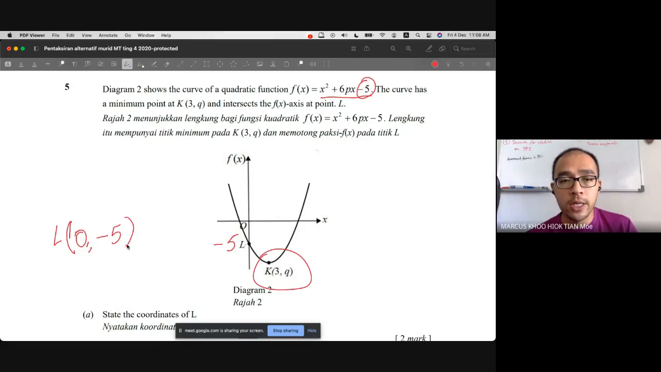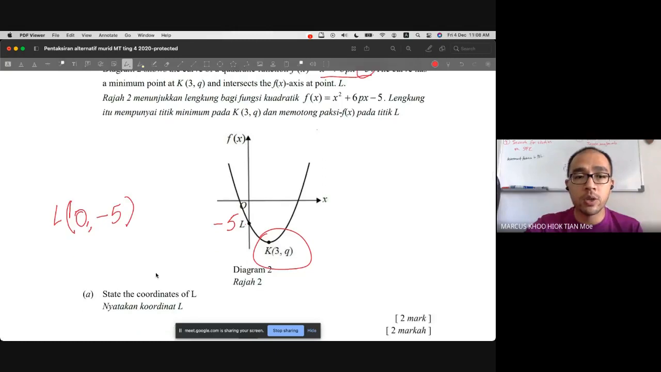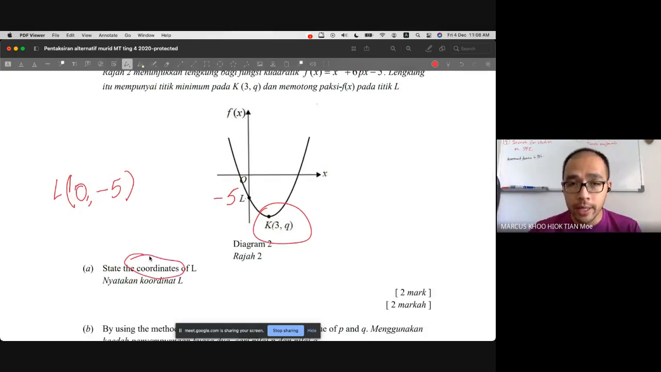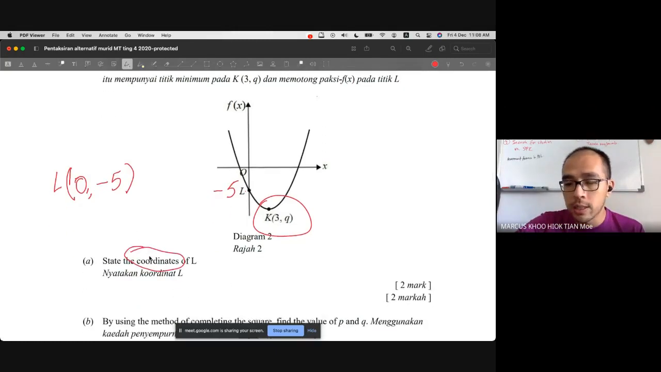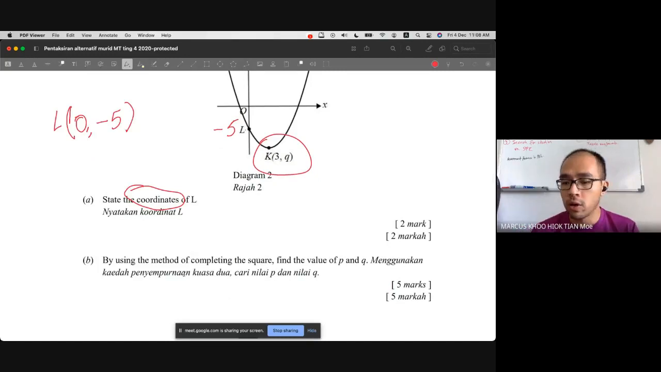If you just give me the answer L equals negative 5, wrong. Why wrong? Because the question asks for coordinates. Okay, when it is coordinates it is this one. Wow, 2 marks for the coordinate. So nice. Okay, by using the method of completing the square, find the value of P and Q.